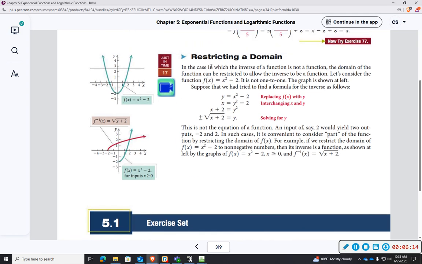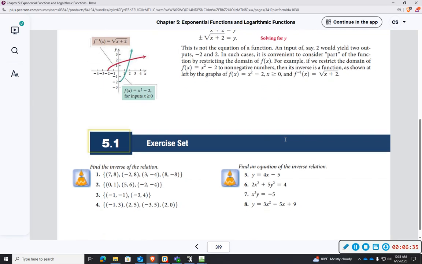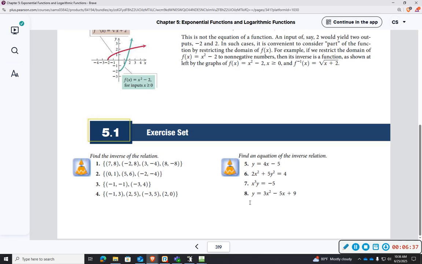Here are some examples provided. You also need to be aware that in the case where the inverse of a function is not a function, the domain can be restricted to allow the inverse to be a function. So some functions are not one-to-one functions, but we can restrict them so that they are. That's what this is mentioning. All right, so let's jump into my math lab and do some problems.